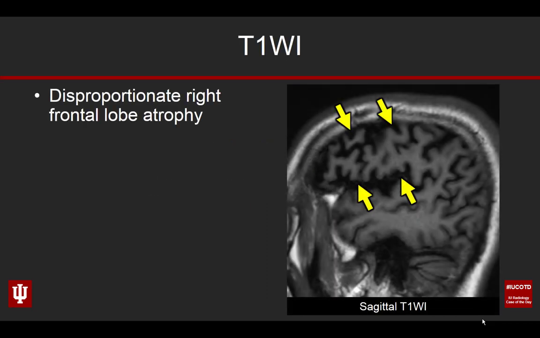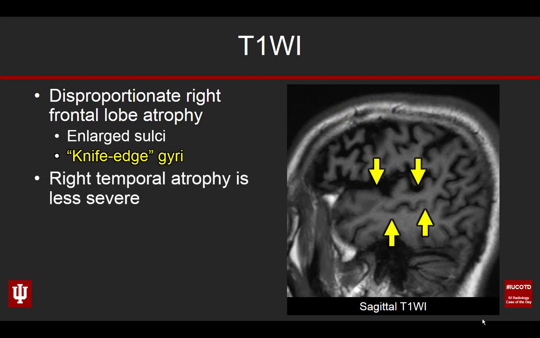So let's start by looking at the T1 weighted imaging. Again, we have a sagittal T1 weighted image. This is through the right frontal lobe. And what you'll notice, denoted here by the yellow arrows, is that we have disproportionate right frontal lobe atrophy. You can see the atrophy because it's based on the fact that we have enlarged sulci. Several of the arrows are pointing at sulci. And the gyri are getting very fine, very sharp. Sometimes this is referred to as knife-edge gyri.